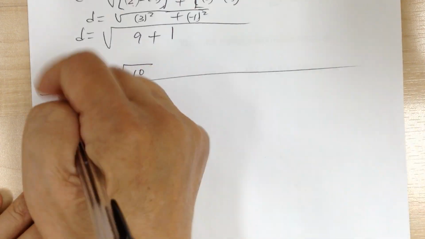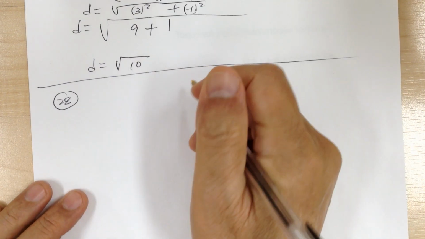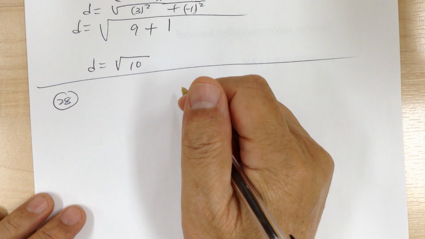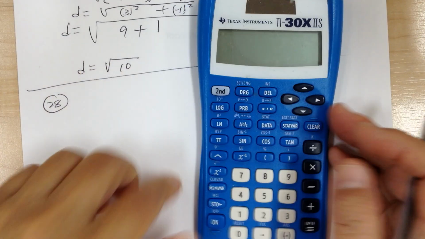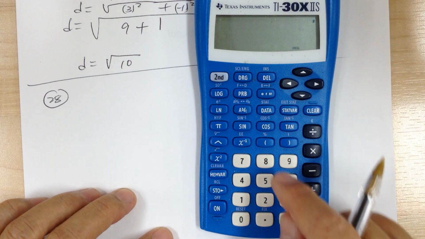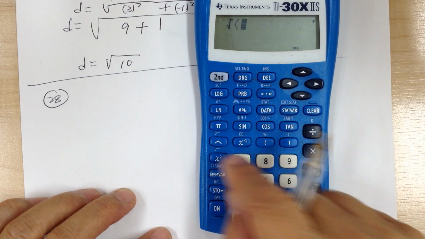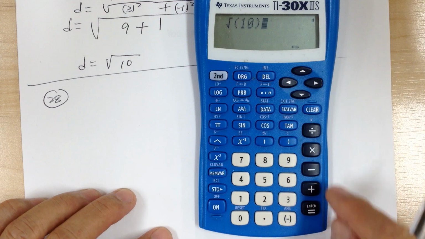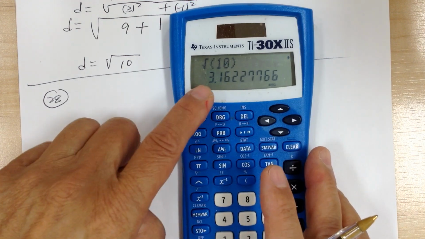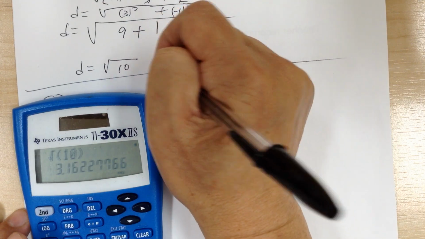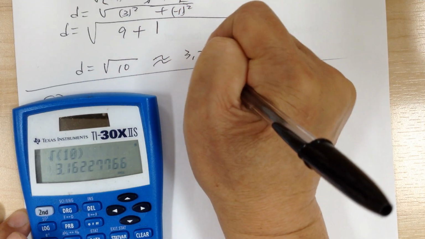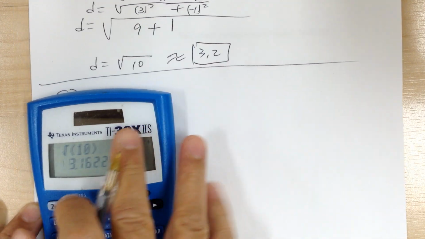Okay, so number 28. Round it off to the nearest tenth. So you have to use a calculator. Square root of 10 is 3.16, and if you round to the nearest tenth, this will be approximately equal to 3.2.